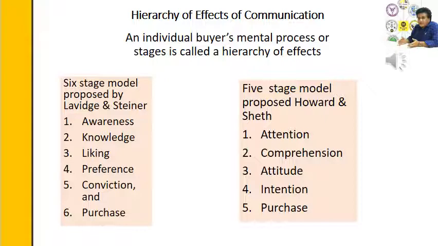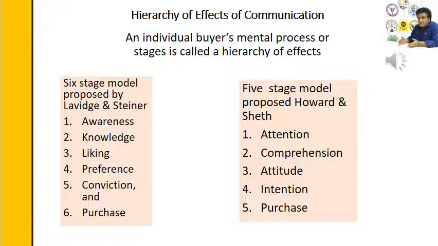There are a couple of models which are proposed. One is the 5-stage model by Howard and Sheth. The other is the 6-stage model proposed by Lavidge and Steiner. I like the Lavidge and Steiner model more. It says when a seller is trying to send a message to the buyer, if he is interested in perceiving or receiving the message, he may go from stage 1, which is awareness. So he was unaware about your product or service, and the way your product and services can make his life better, his business better. So first he will become aware.